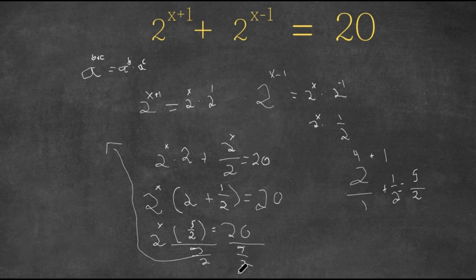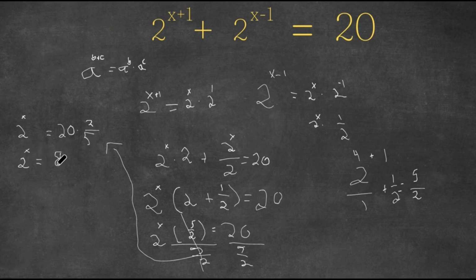So 20 divided by 5 over 2 is the same thing as 20 times 2 over 5. And 5 over 2 divided by 5 over 2, these two cancel out. So on this side, we just have 2 to the power of x. Now 20 times 2 over 5, 20 times 2 is 40, 40 divided by 5 is 8, so we have 2 to the power of x equals 8.